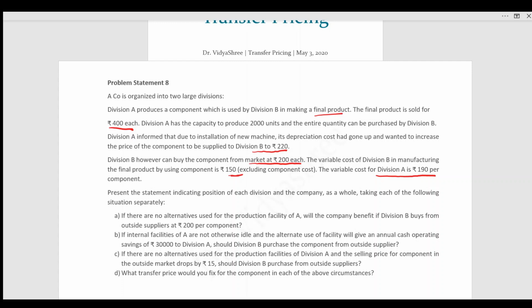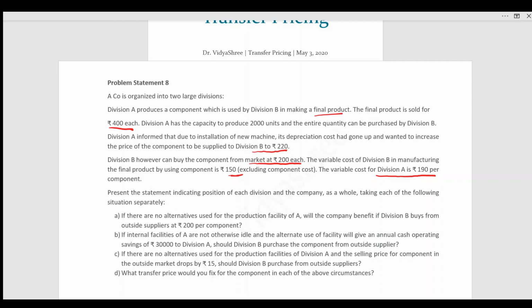Let's see what we have to calculate and in which situation. Present the statement. Again here it's nothing but the profitability statement. Present the statement indicating the position of each division and the company as a whole, taking each of the following situations separately. We need to calculate the profit for the whole company. It's not just about Division A or Division B, but we have to give a comment on the company as a whole, which particular situation is best.